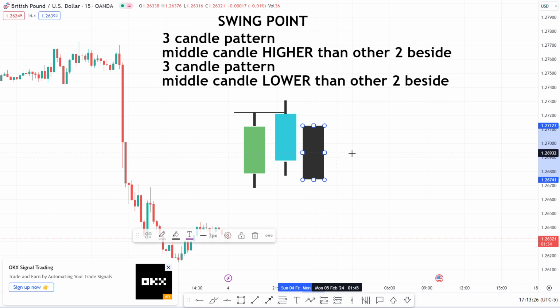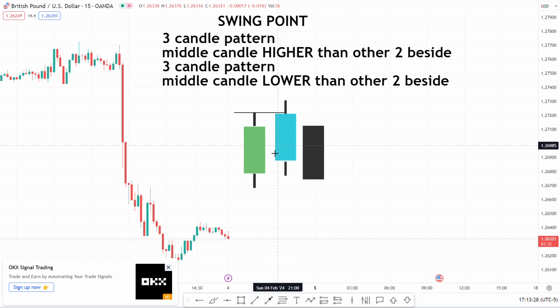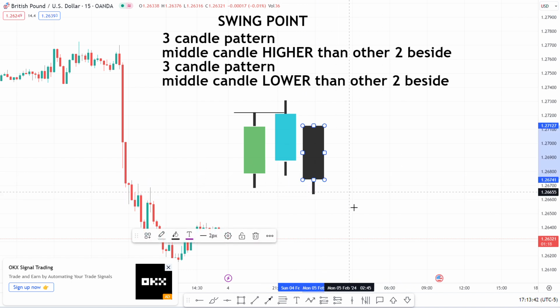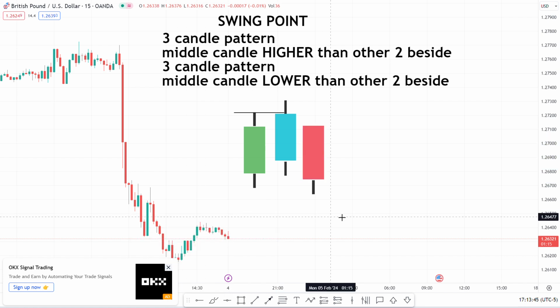I'm making it blue just to show that it doesn't matter the color of this candle, this candle, or this candle, as long as the high is higher than the candle on the left and the candle on the right. So that's how it looks for a swing high, and the swing low would be the opposite.